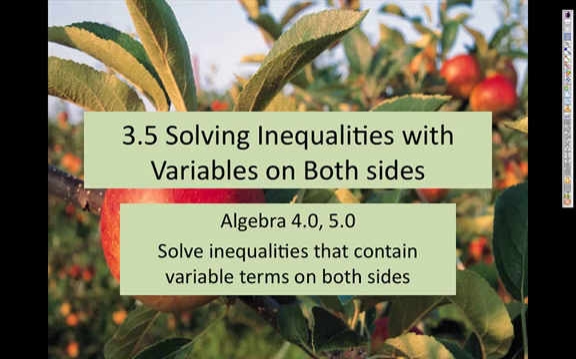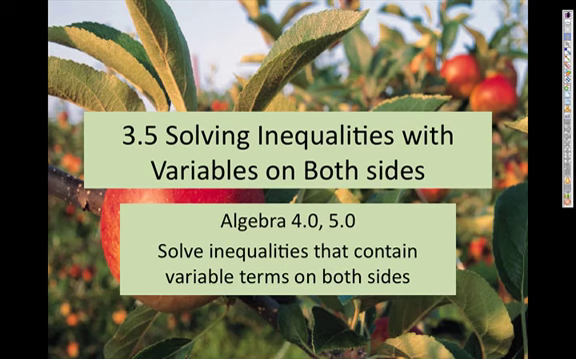This is the first part of 3.5. So we're going to end up doing 4 examples, and there will be some practice segments involved. So in 3.4, it's basically doing multi-step type of inequalities. Now 3.5, we're doing inequalities with variables on both sides.